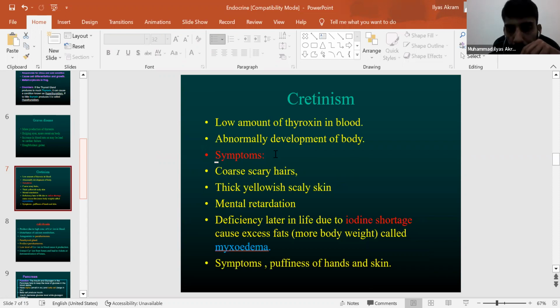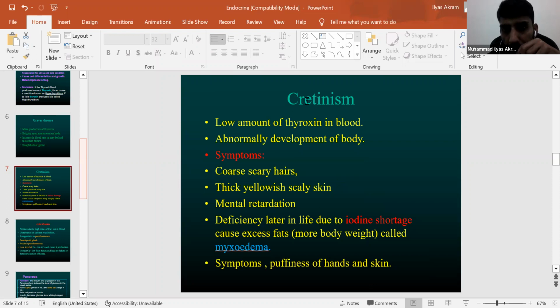There are some symptoms that can be seen in affected people, such as scaly hair, or thick yellowish scaly skin. That means low blood in the blood vessels, which is why the skin shows a yellow color. And there may be mental retardation. Mental retardation means there will be no growth or differentiation of the cells that have to work for the production of other hormones, and they may affect the growth of another gland. So the deficiency is later in life due to iodine shortage.